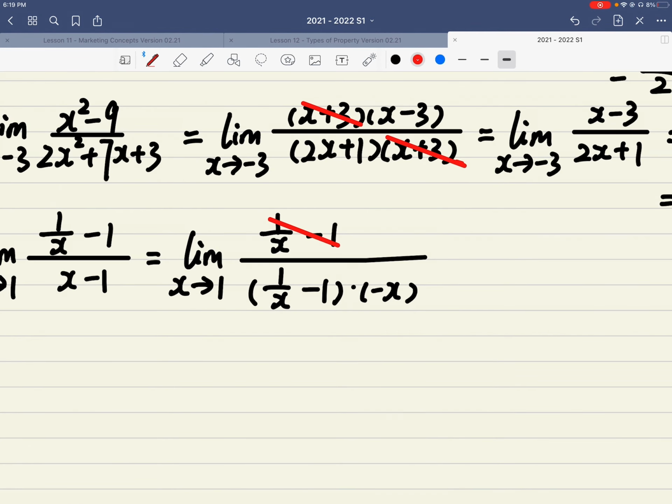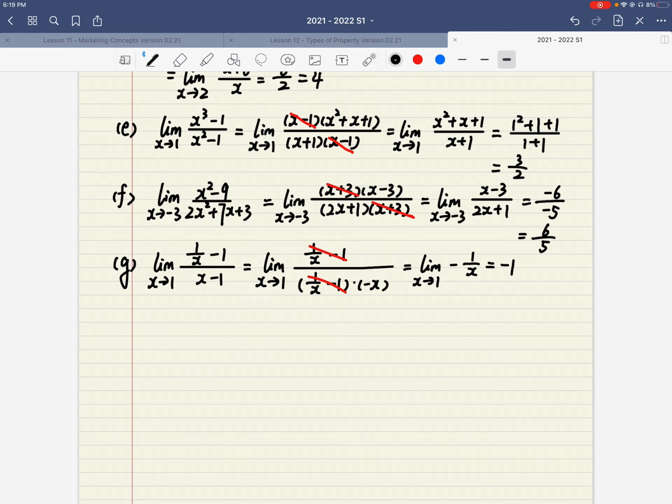So the two parts can be cancelled out. It's the limit as x is approaching 1 of negative 1 over x. The result is negative 1. Okay?